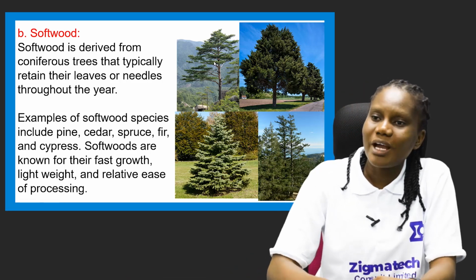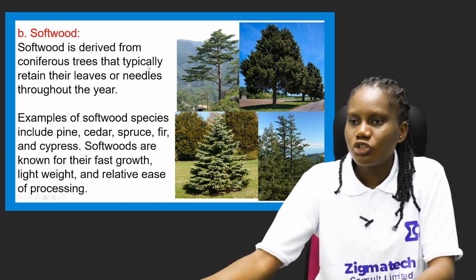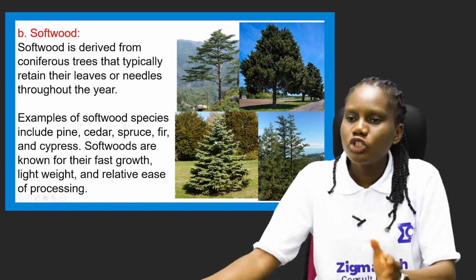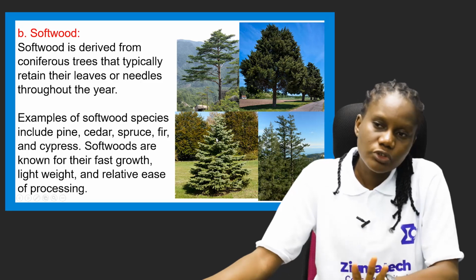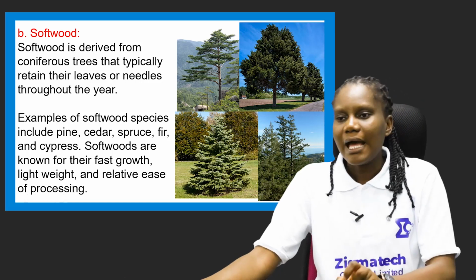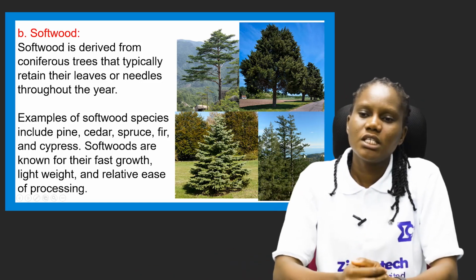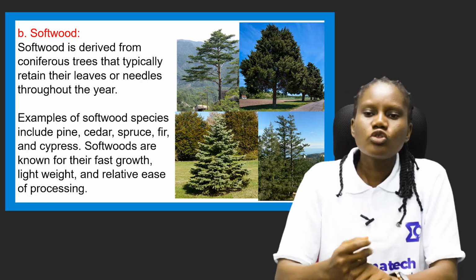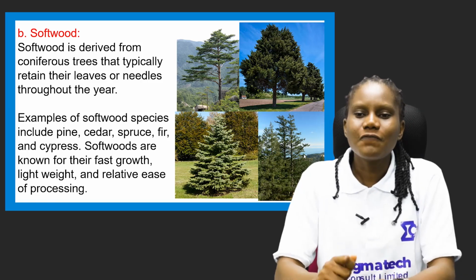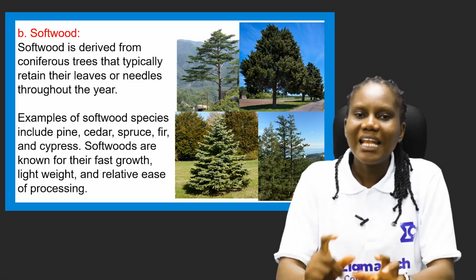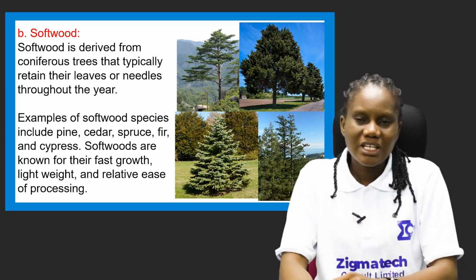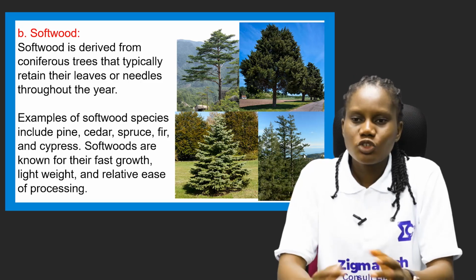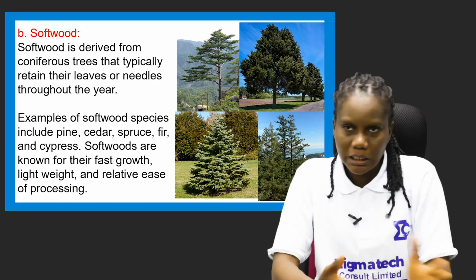And the second picture we have there is the cedar tree, a softwood. The third picture we have there is the fir, the spruce tree, and the fourth picture we have there is the fir tree. So softwoods are known for their fast growth, lightweight, and relative ease of processing. So when you're talking about softwood, they grow fast, unlike hardwood.